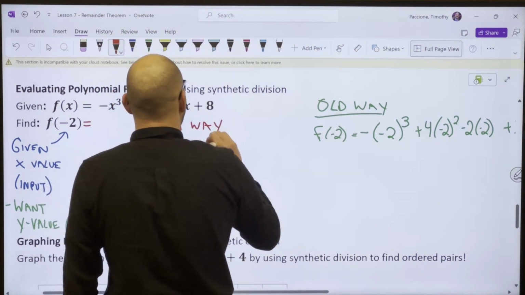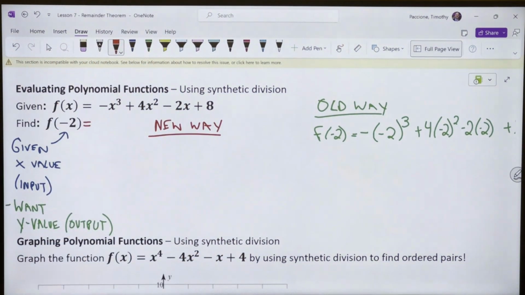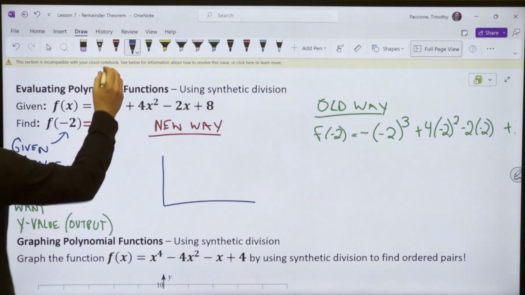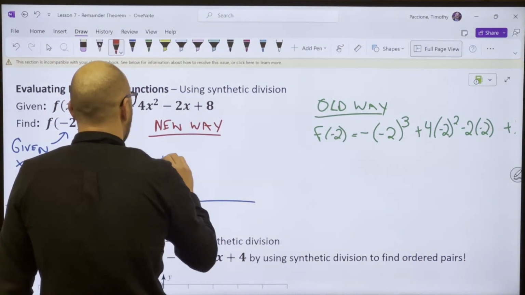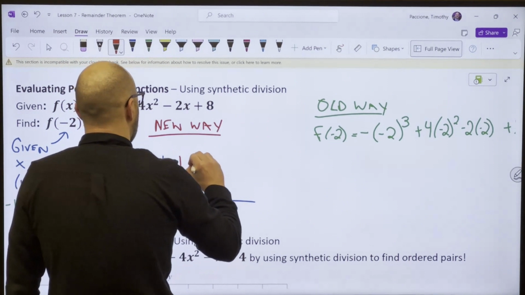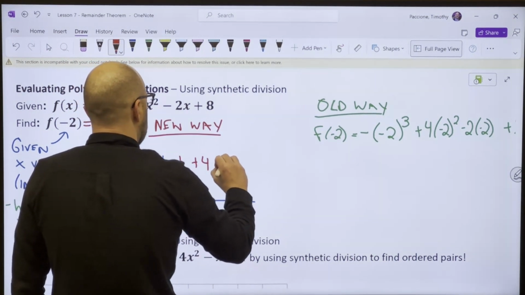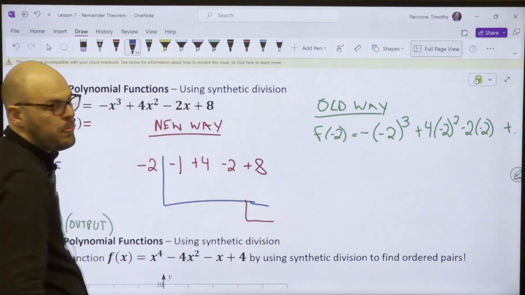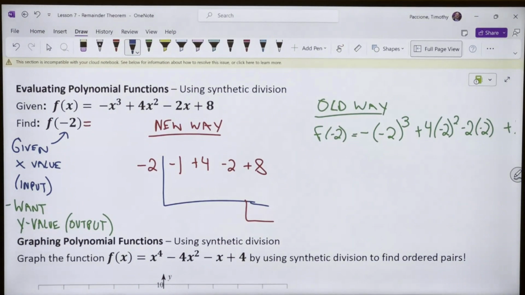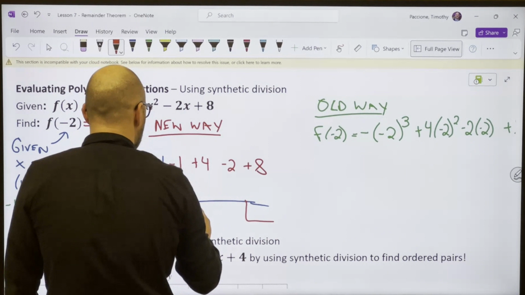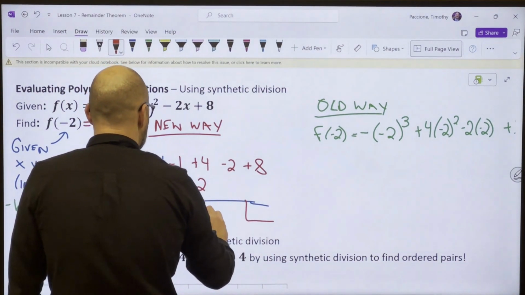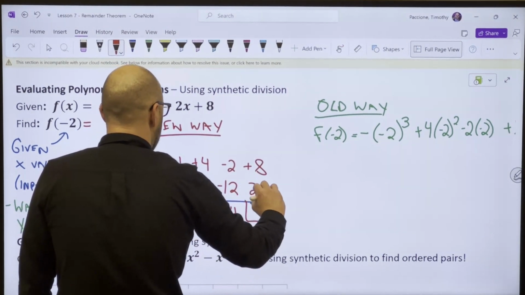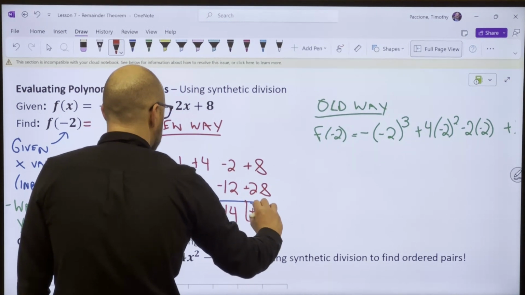is synthetic division, right? So if you need to find an output and you're given an input and you have a polynomial, you can use synthetic division, right? I test that value of negative 2. And my coefficients are negative 1, positive 4, negative 2, and 8. And then I have my little remainder box, and I do my synthetic division. Okay? Bring down the negative 1, multiply, get 2, add, get 6, multiply, get negative 12, add, get negative 14, multiply, get 28, add, and get 36.